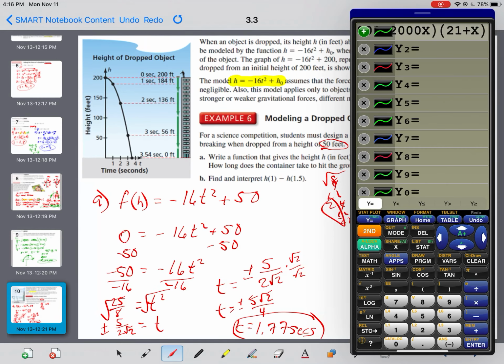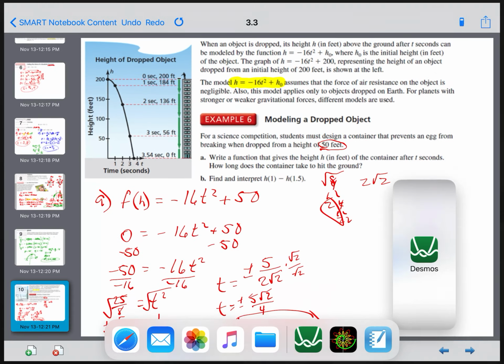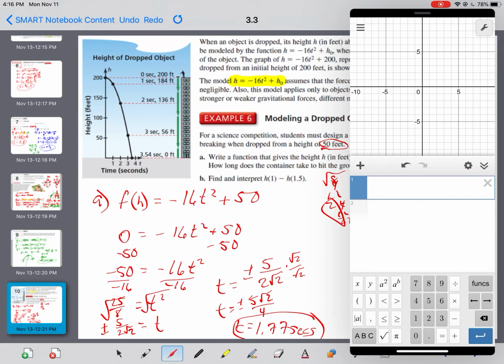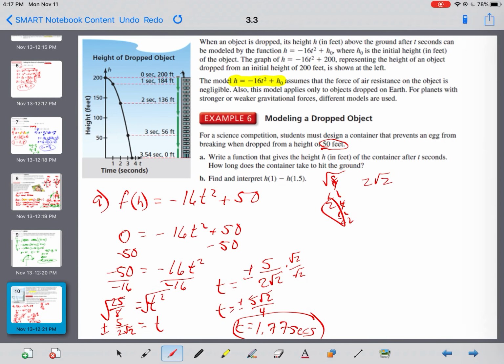Now we could have also graphed it. The easier way to graph it would be Desmos, right? And we go with y equals negative 16 x squared plus 50. And you go, well, it's either 1.78 seconds or negative 1.78 seconds. Well, you can't go back in time, so it's 1.78 seconds.